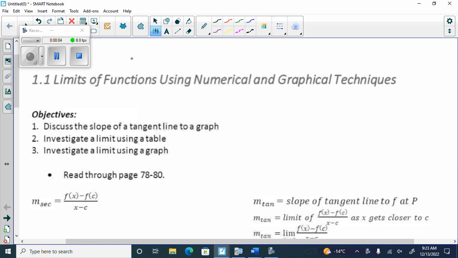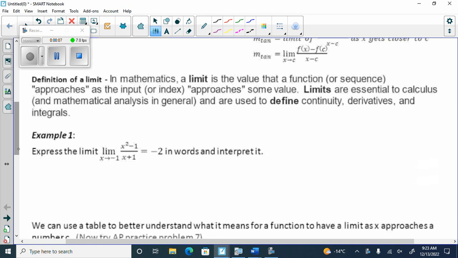All right, so we talked about this yesterday, the definition of a limit. In mathematics, a limit is the value of the function as it approaches from the left and the right, not exactly what the value is. Like f of 3 is what the value is when x is 3. The limit as x approaches 3 is actually what it's approaching from the left and the right. That's it, not what the actual value is. Now, sometimes it is the value, right?